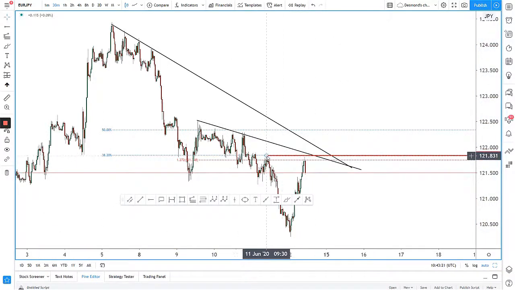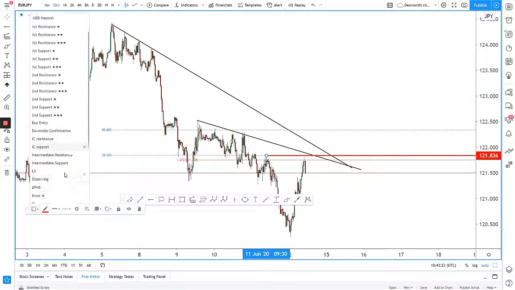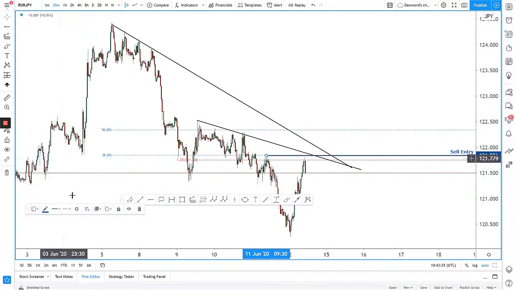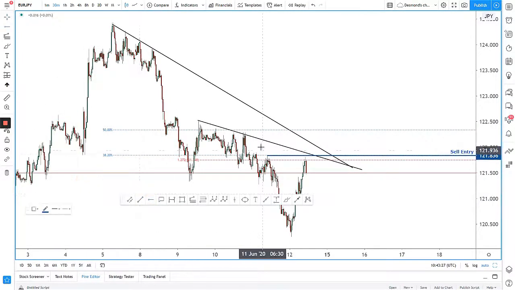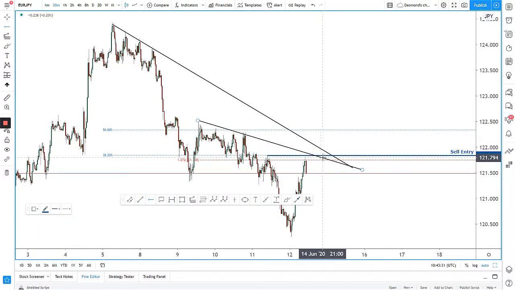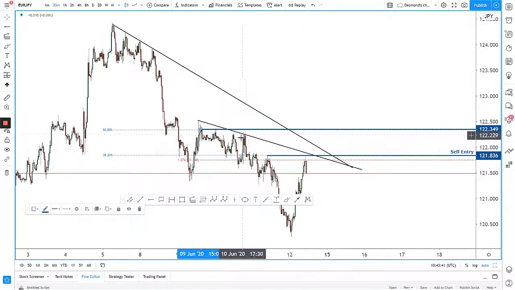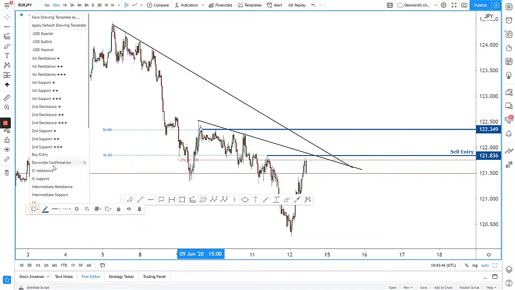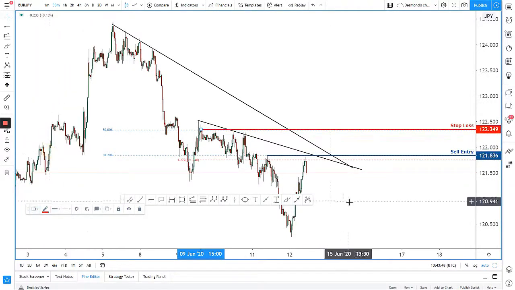If this was my sell entry, where would I put my stop loss? It would definitely be above all these descending levels. And at the same time, if you want to be a little bit safer, you can put it above these levels and right about at the 50% retracement. So I'll put my stop loss over there.